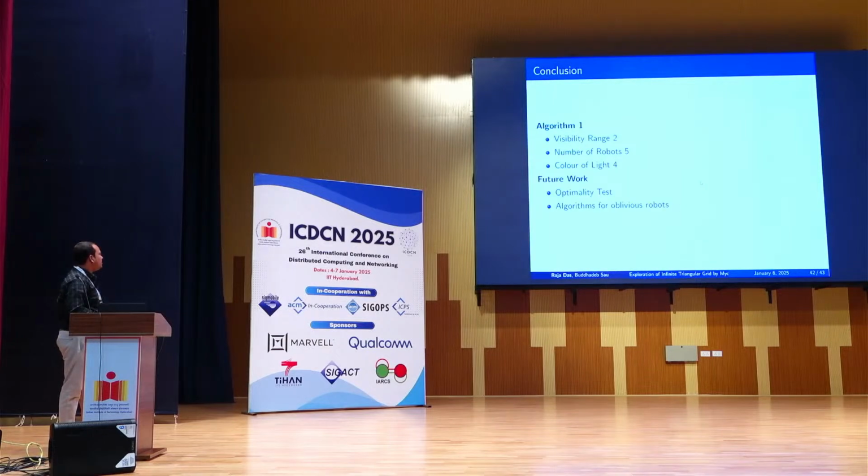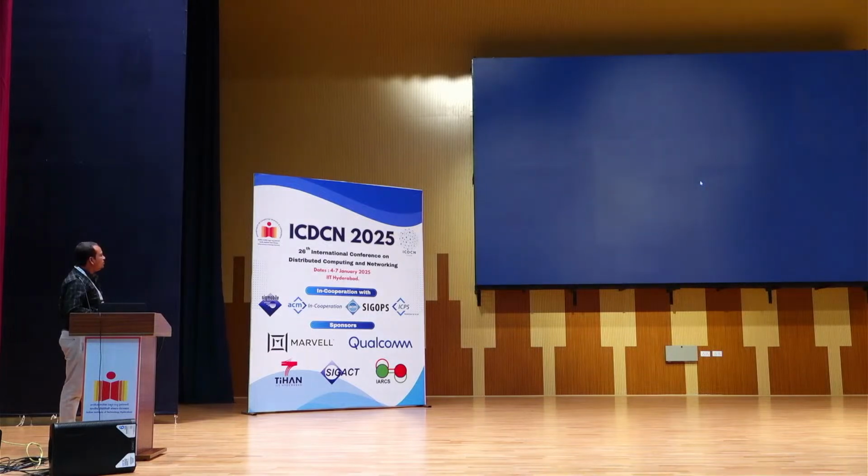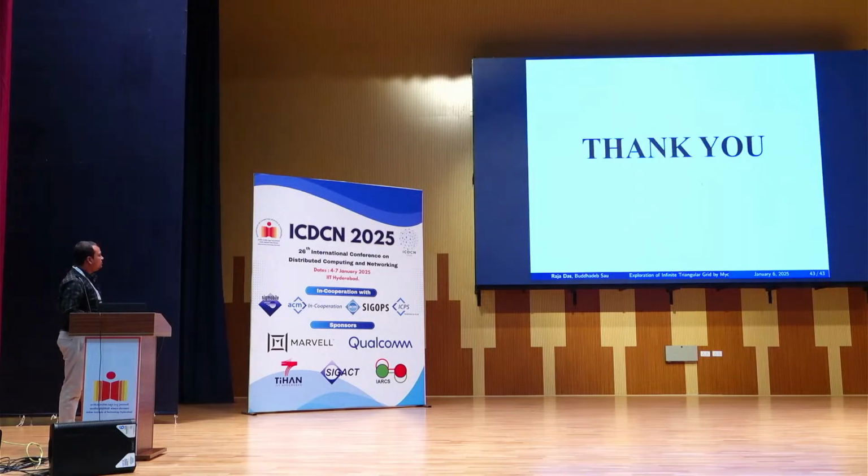For future work, an optimality test can be thought of, to see whether we can decrease the number of these parameters while maintaining the other parameters. Algorithms for oblivious robots can also be thought of, since here we have used luminous robots. Thank you.